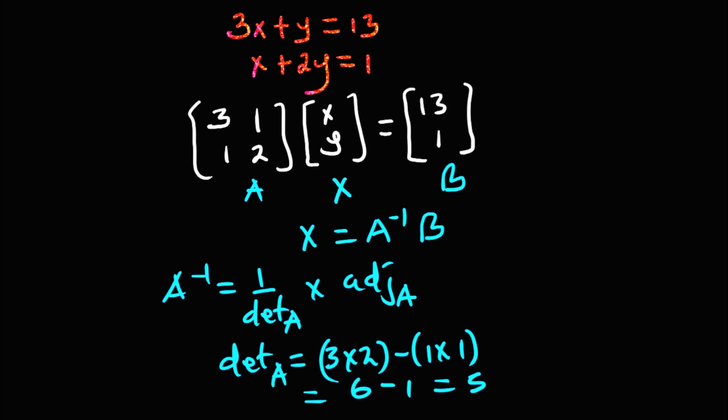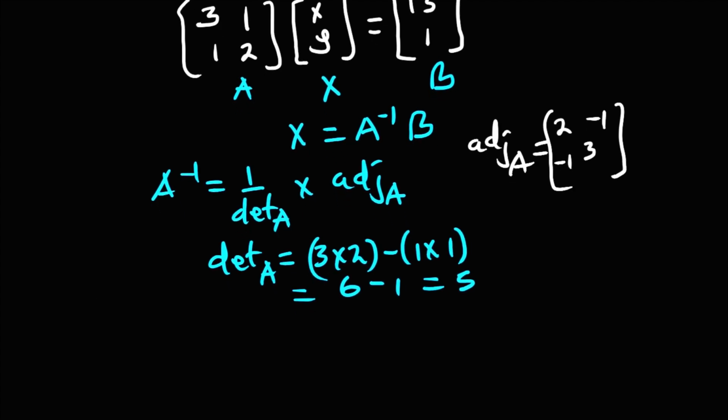And then the adjoint of A is obtained by reversing the entries in the main diagonal so that you have 2, 3, and then you change the signs of those in the other diagonal. So that is the adjoint of A. From these two, we can obtain the inverse of A. So the inverse of A is 1 over 5 times the adjoint, which is 2, negative 1, negative 1, 3.